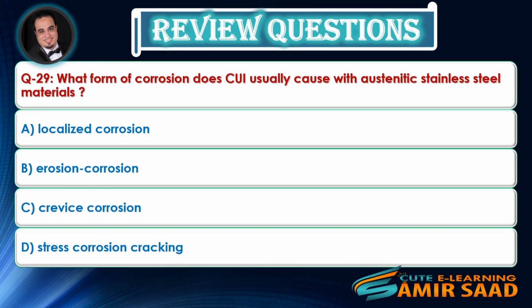Question number 29. What form of corrosion does corrosion under insulation usually cause with austenitic stainless steel materials? Answer is D. Question number 30. What form of corrosion does corrosion under insulation usually cause with carbon and low alloy steel materials? Answer is A.